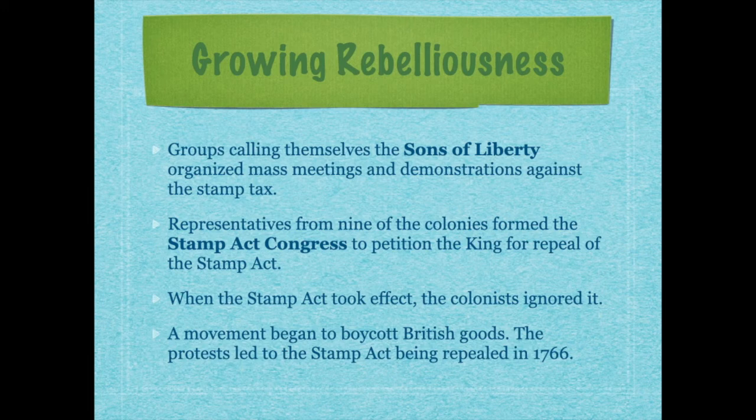When the Stamp Act took effect, the colonists ignored it. A movement began to boycott British goods. The protests led to the Stamp Act being repealed in 1766.